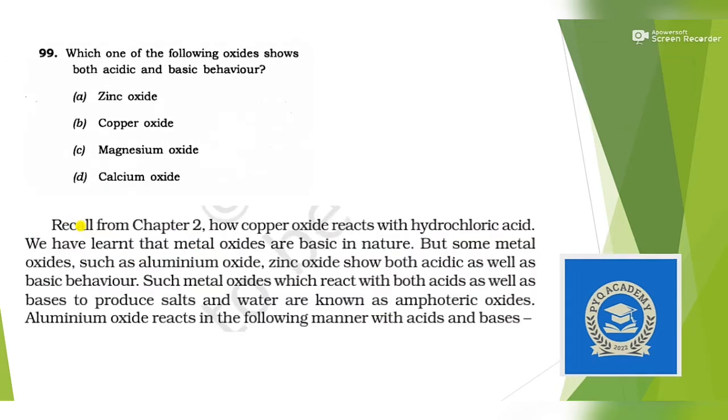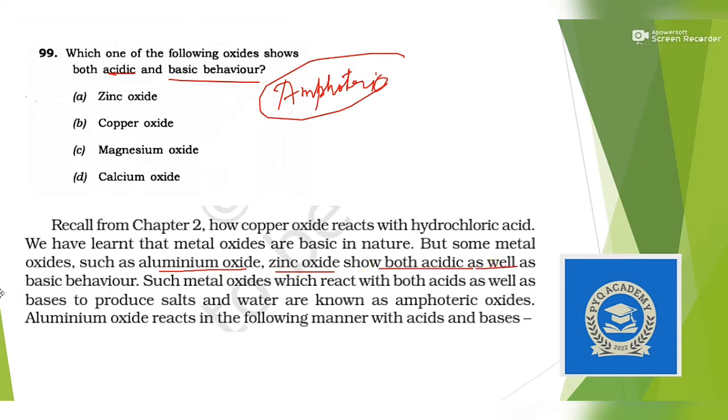Which one of the following oxides shows both acidic and basic behavior? That means it is asking about amphoteric oxides. Okay, amphoteric. First, we just need to know the example. Aluminum oxide and zinc oxide show both acidic as well as basic behavior. Okay, so zinc oxide is our answer, not copper, not magnesium, and not calcium. Okay, let's move to the next question.